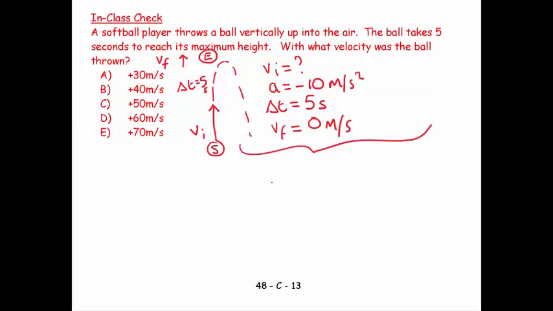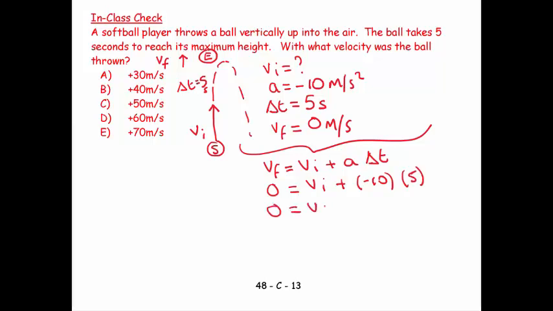What equation do I use? I say Vf is equal to Vi plus a delta t. 0 is equal to Vi plus minus 10 times delta t, which is 5. So 0 is equal to Vi plus minus 50. So that means that Vi is equal to plus 50 meters per second. Notice that plus sign means that the velocity was pointing upwards, which is what we'd expect. So that makes sense. Let's do a third example.